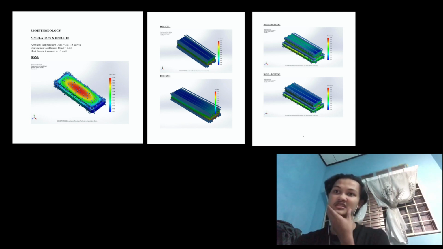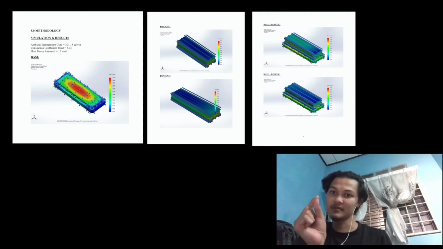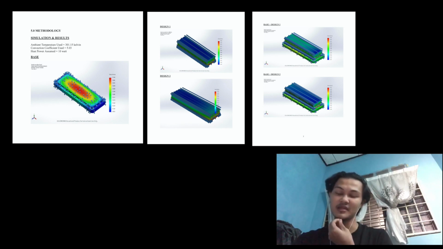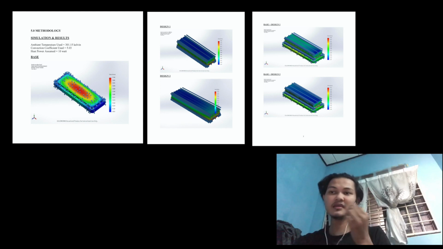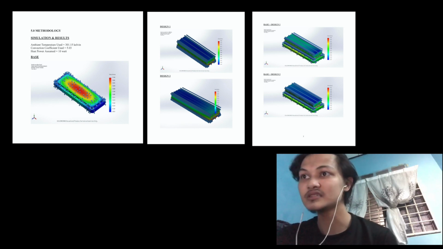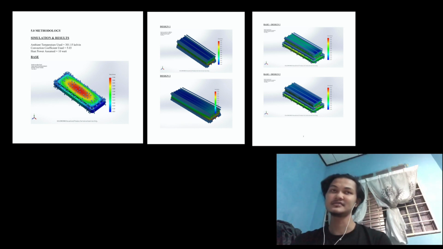Okay, for design 2, we redesign this fin, but we make a different height and gap between fins. For design 2, the height is 60 millimeters, the gap between fins is around 2.0 mm, and the number of fins is 100. You can see we get 32.5 degrees Celsius and a maximum of 32.86 degrees Celsius.